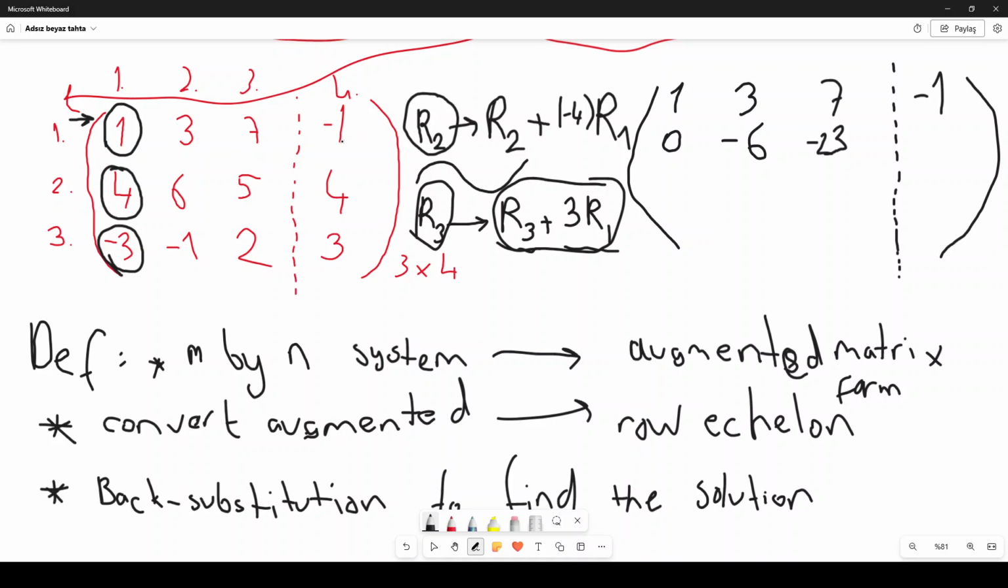Multiplying the first row by minus 4, we got 4 here, adding to row 2 we got 8, right? So this is the second row. How about the third row?